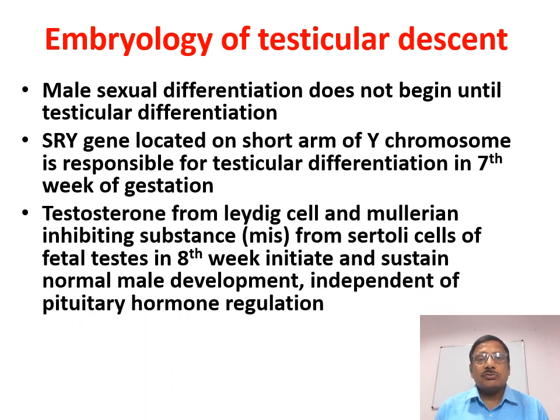What happens? This fetal testis secretes two types of hormones. One is testosterone, secreted by Leydig cells, and the other is Mullerian inhibiting substance. It is secreted from Sertoli cells. Testosterone is responsible for the development of normal male characteristics. And this is important for all of us to know.